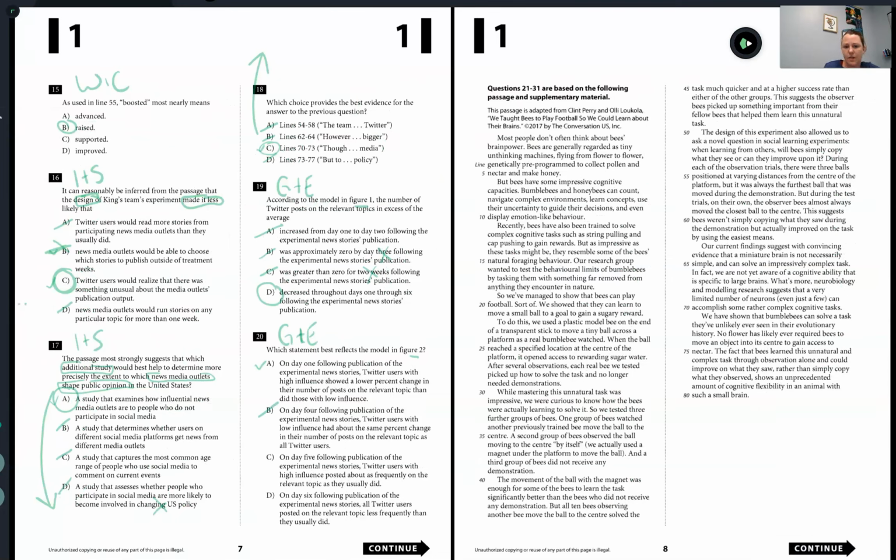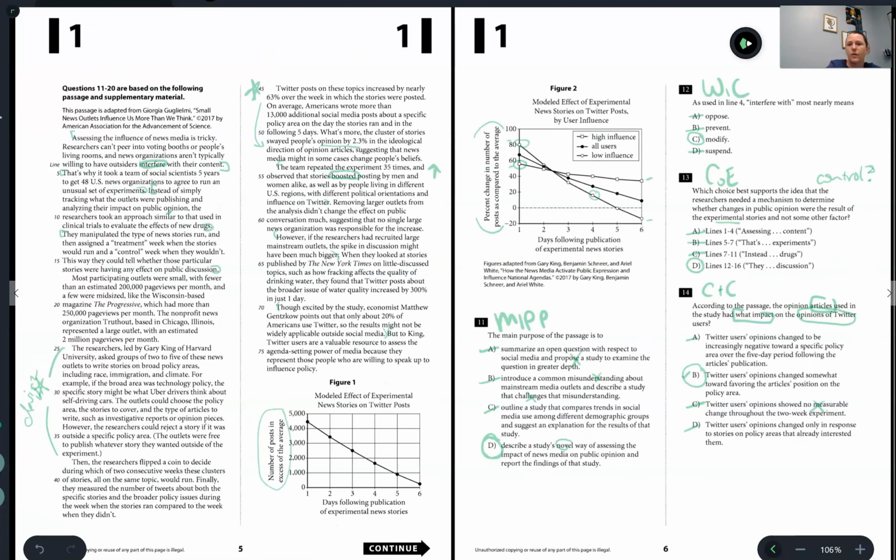On day 5, high influence posted as frequently. Okay, so we don't really see a frequency, and on day 5, day 5 is a little bit lower, but it's just percent change. So we can get rid of C.